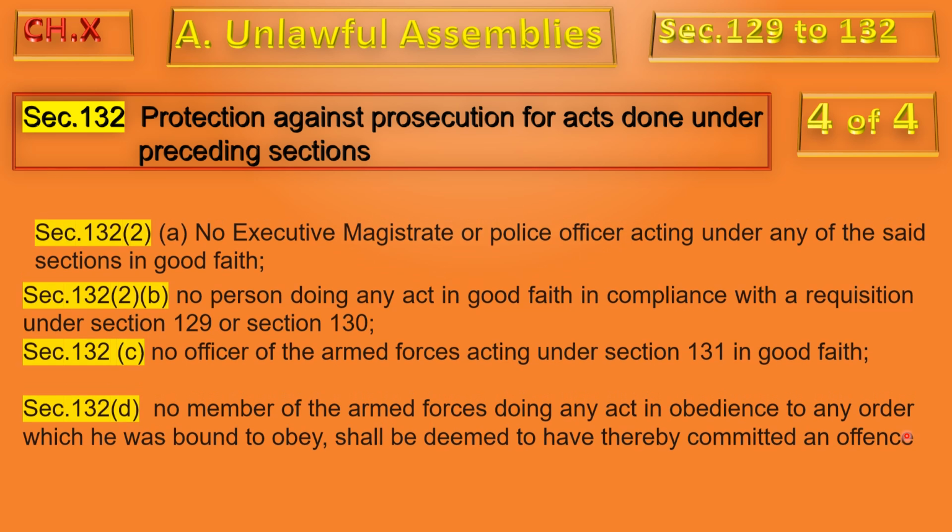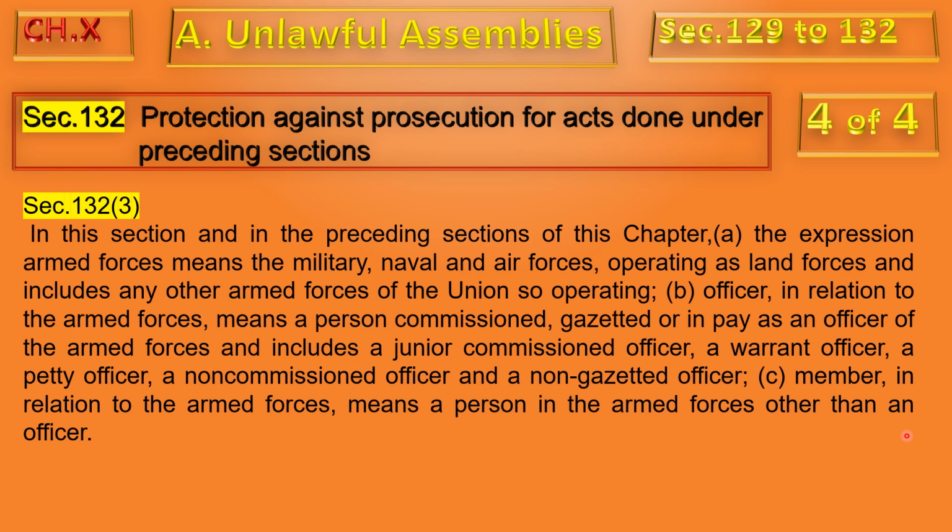Now subsection 3 of section 132 says, in this section and in the preceding sections of this chapter, clause A of subsection 3 says the expression armed forces means the military, navy or air forces operating as land forces and includes any other armed forces of the Union so operating. Clause B of subsection 3 says officer in relation to the armed forces means a person commissioned, gazetted, or in pay as officer of armed forces and includes a junior commissioned officer, a warrant officer, a petty officer, a non-commissioned officer, and a non-gazetted officer.